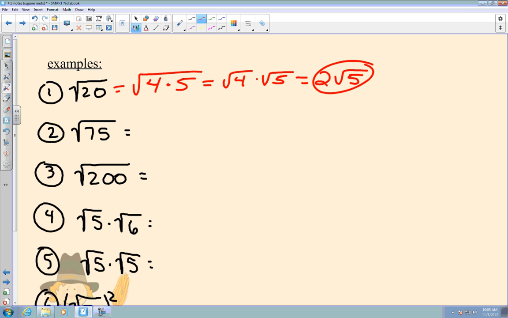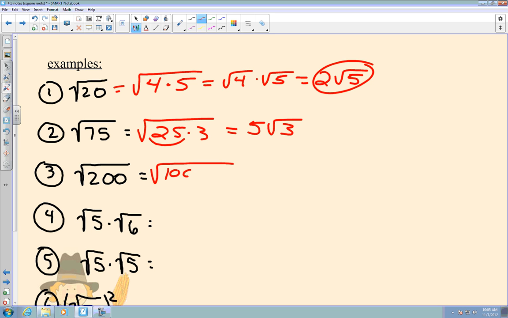Okay, number 2. Square root of 75. What perfect square goes into 75? 25. So that is the square root of 25 times 3. I'm going to skip this next step this time. I take the square root of 25, and I get 5, and the 3 stays under the square root. Any questions? Problems? Okay. 200. What perfect square goes into that? 100. So I have 100 times 2. Square root of 100 is 10. So I get 10 root 2.